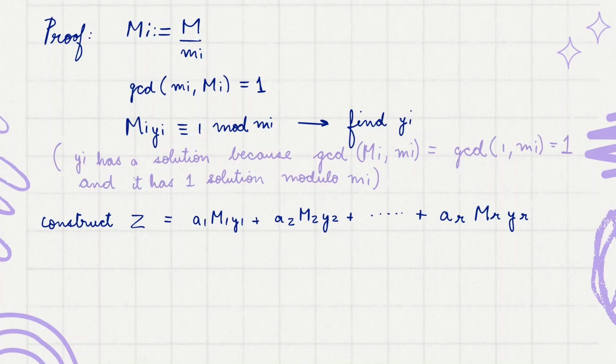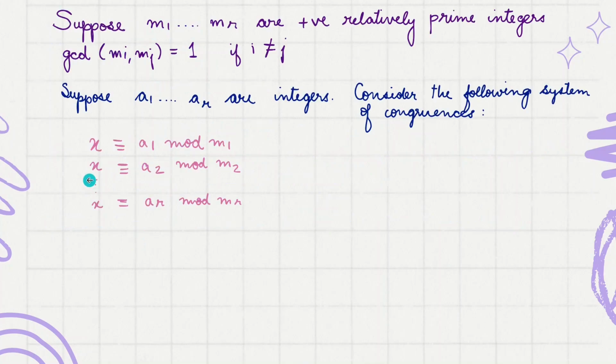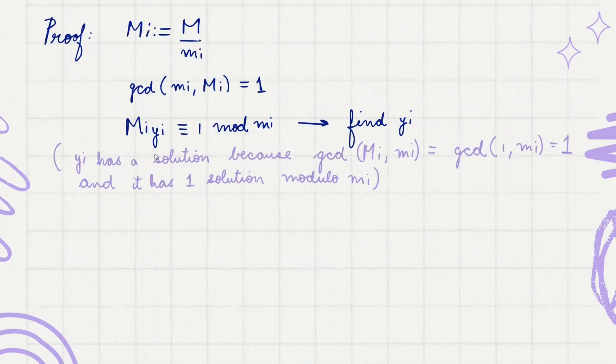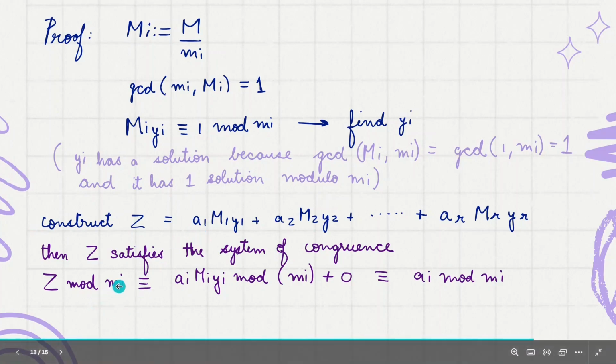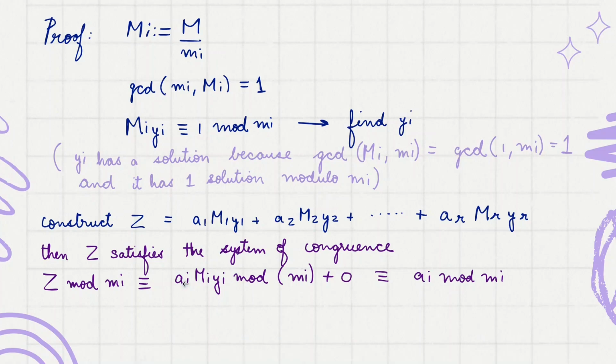Now we construct a z which looks like this: a1 capital M1 y1 plus a2 capital M2 y2 and so on. a1 is given in our question, capital M1 can be constructed from the information given in our question, and y1 is what we obtained from here. We now attempt to show that z satisfies the system of congruences. Recall that our original system was x is congruent to ai mod mi. So if we divide x by mi, we get a remainder of ai. So we proceed to do that here. If we divide z by mi, we should get ai. That's our aim, so we'll see what we get.